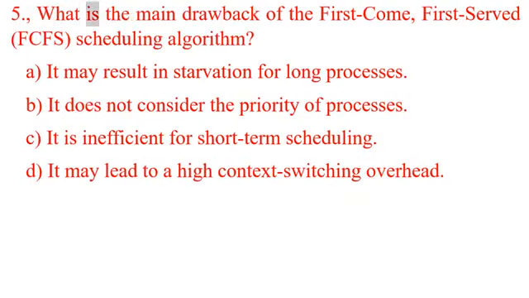5. What is the main drawback of the first-come, first-served, FCFS, scheduling algorithm? A. It may result in starvation for long processes. B. It does not consider the priority of processes. C. It is inefficient for short-term scheduling. D. It may lead to a high context switching overhead.